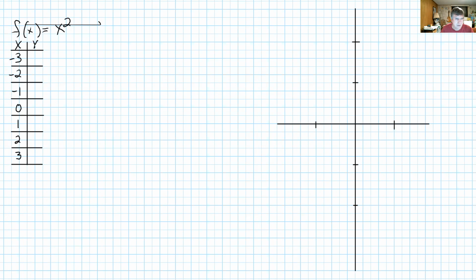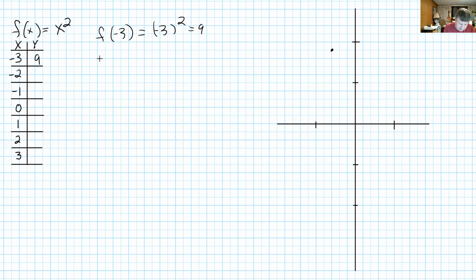Is it already being uncooperative? Let's find out. Then f, here we go, of -3 would be -3 the quantity squared, which is 9. So -3, 9.